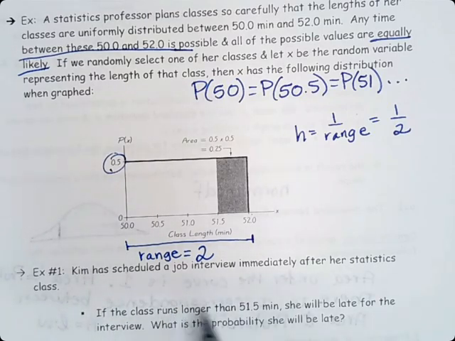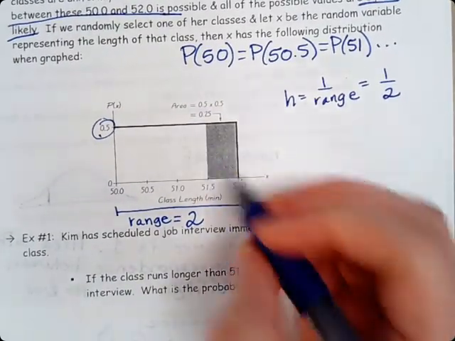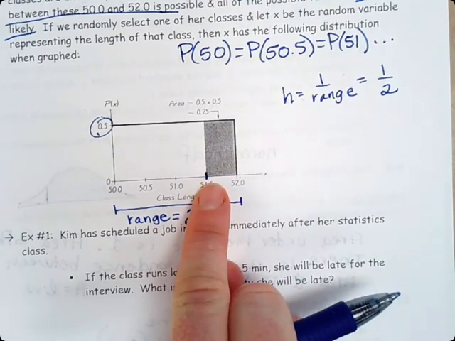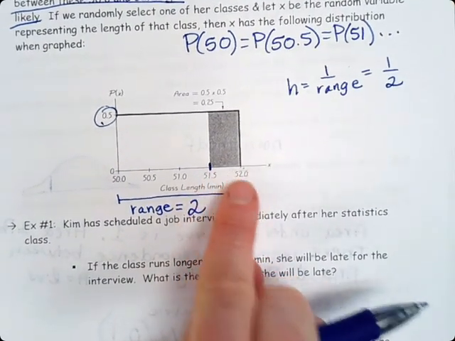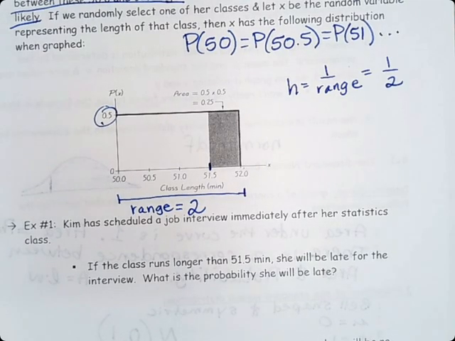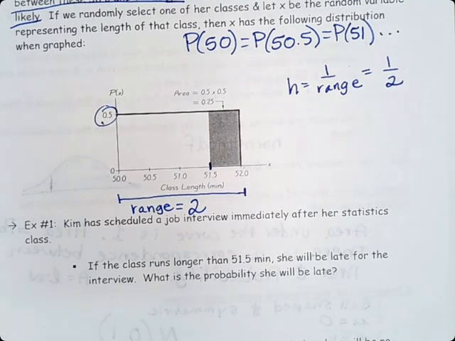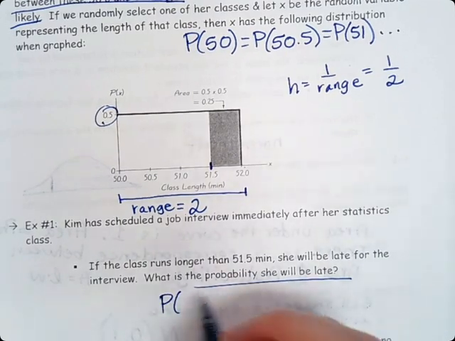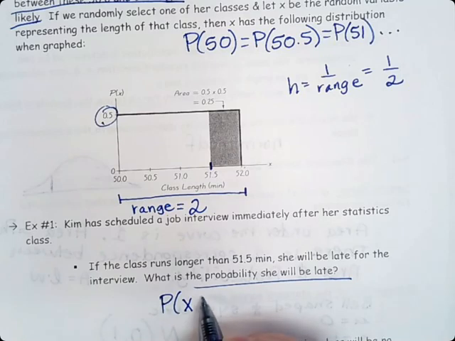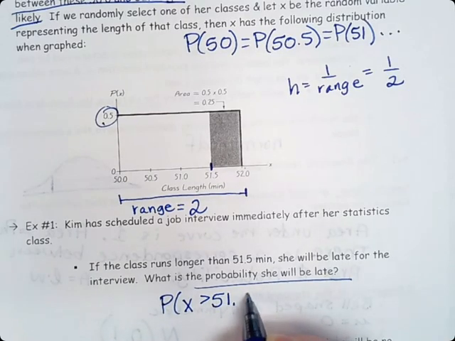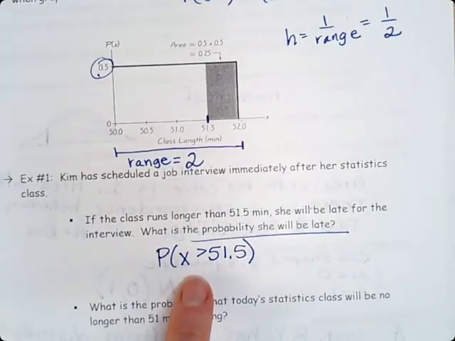So Kim has scheduled a job interview immediately after her statistics class. If the class runs longer than 51 and a half, she'll be late for the interview. What's the probability she will be late? So 51 and a half is right here. Basically a 30 second time is going to make her late for the interview. I don't know if that's realistic, but for the sake of the problem, we're finding the probability she'll be late. So the probability that X is greater than 51.5. X is our random variable.